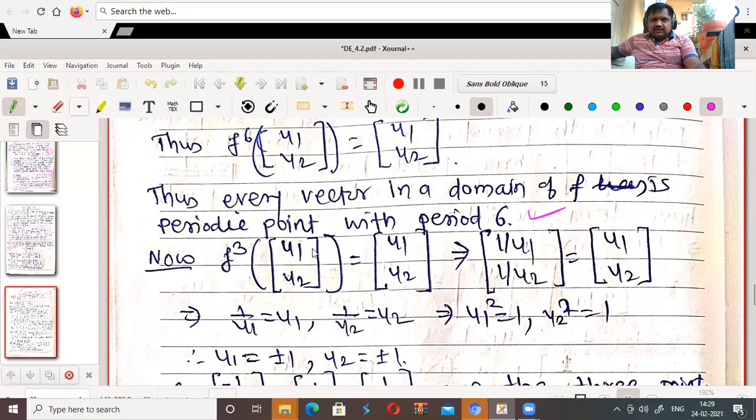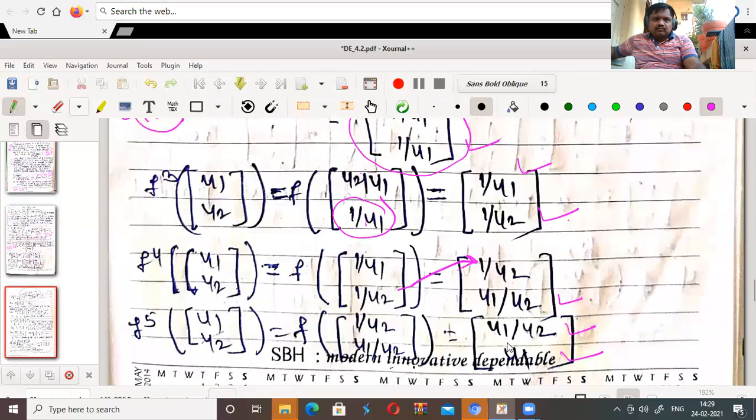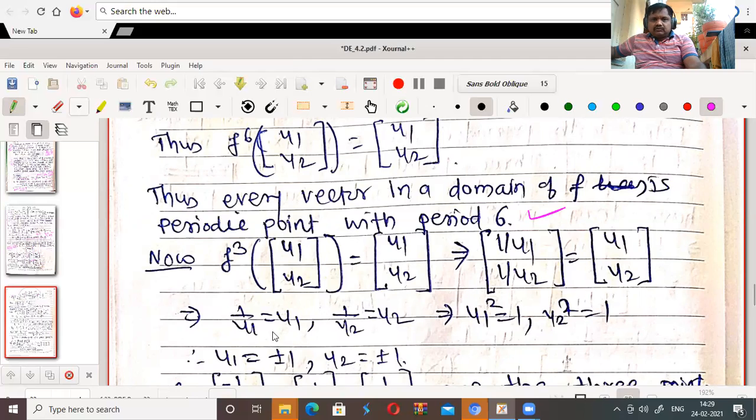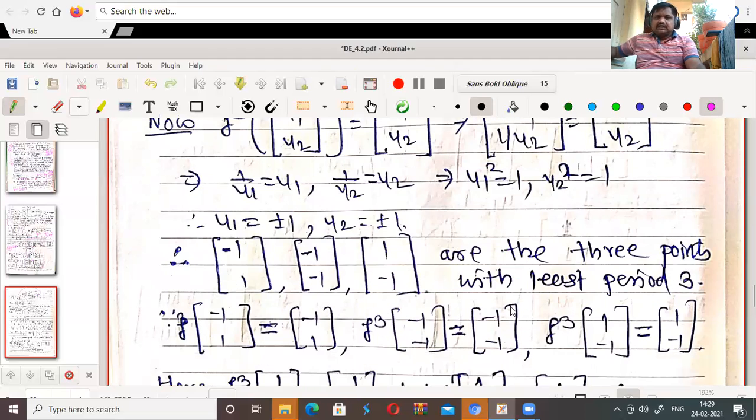f3 of (u1, u2), because f3 of (u1, u2) is what? It is equal to (u1, u2), that is, 1 by u1 equal to u1, and 1 by u2 equal to u2. So u1 square equal to 1, u2 square is also equal to 1. So u1 equal to plus or minus 1, u2 equal to plus or minus 1. So you will get 3 pairs there: (-1, 1), (-1, -1), (1, -1) are the 3 points with least period 3.